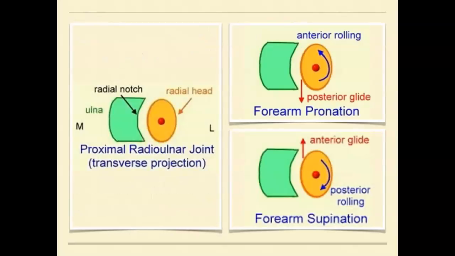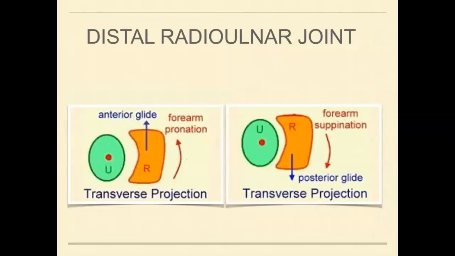These images demonstrate the reasoning for the posterior and anterior glides associated with pronation and supination at the proximal radioulnar joint. For example, with pronation, the head of the radius will roll in an anterior direction. In order for it not to roll out of the articulation with the ulna, it has to have a posterior glide that goes along with that. At the distal joints, it is just a straight posterior or anterior glide because you are now moving the concave surface rather than the convex surface.